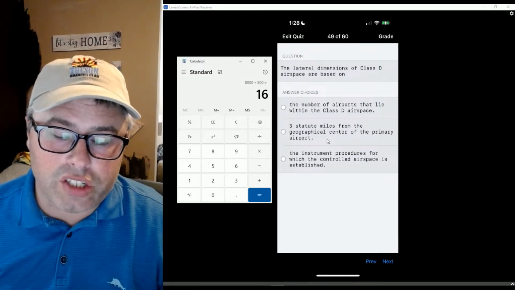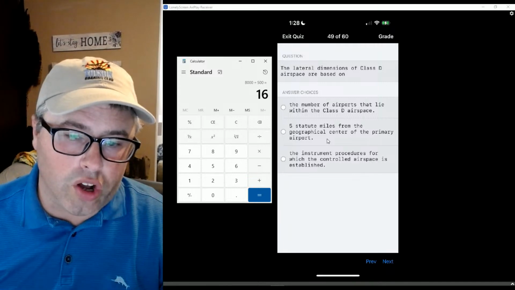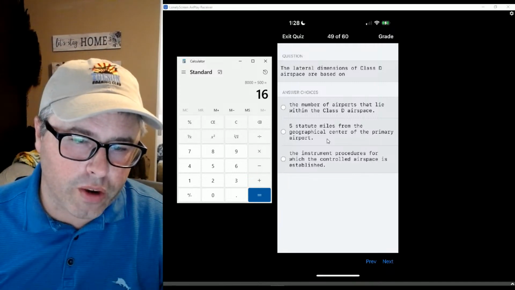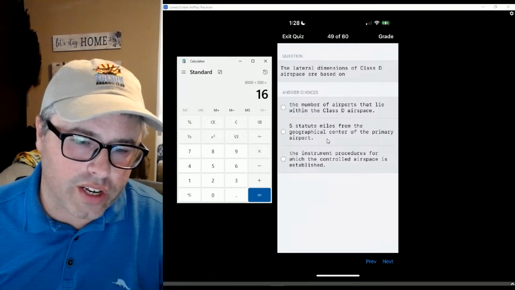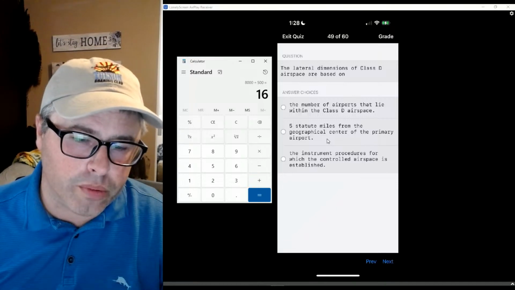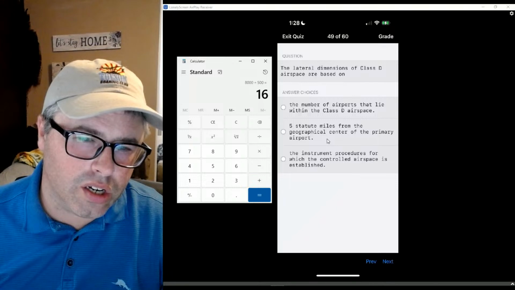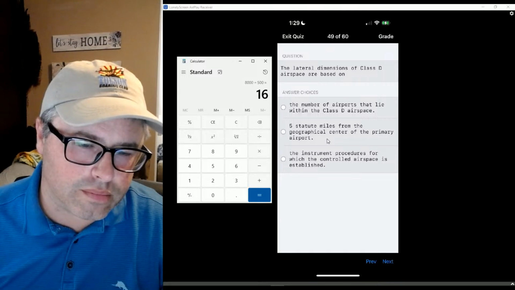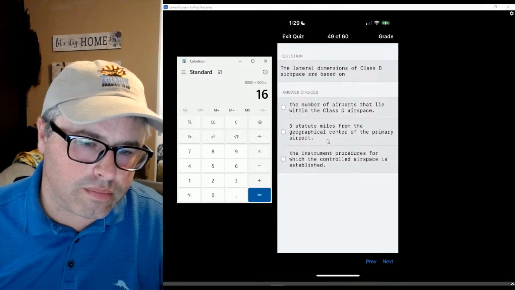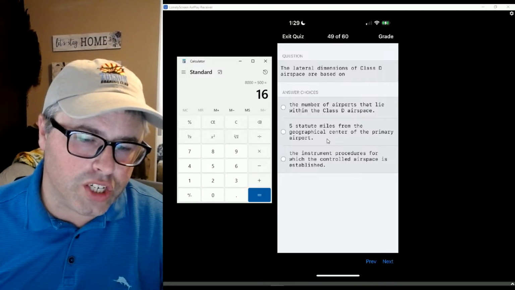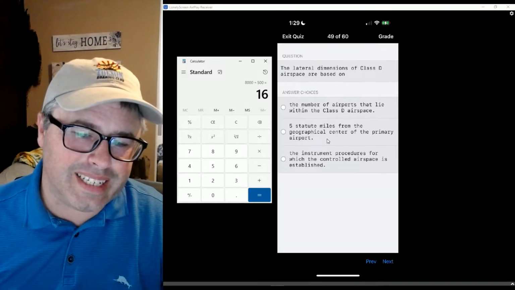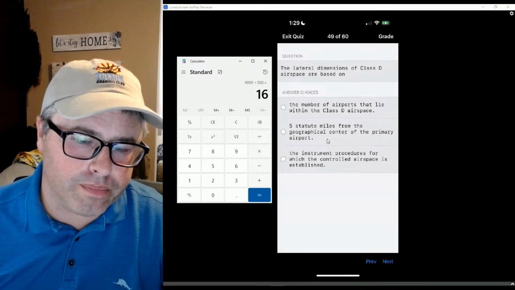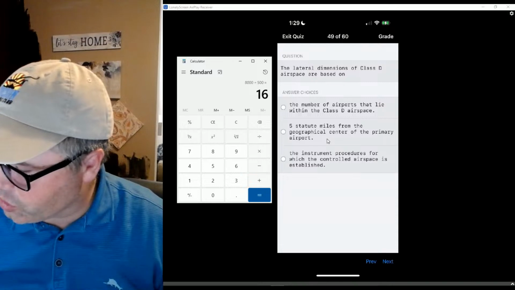The lateral dimensions of Class Delta airspace are based on the number of airports that lie within Class Delta airspace, 5 statute miles from the geographic center of the primary airport, or the instrument procedures for which the controlled airspace is established. It's really based on the instrument procedures for the airport.